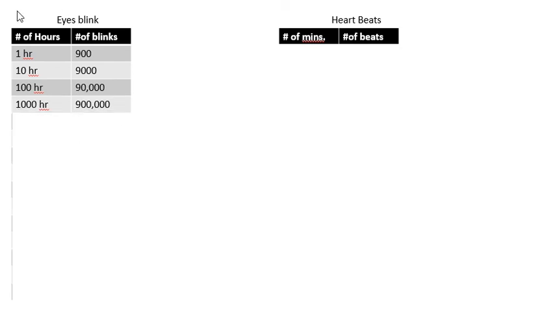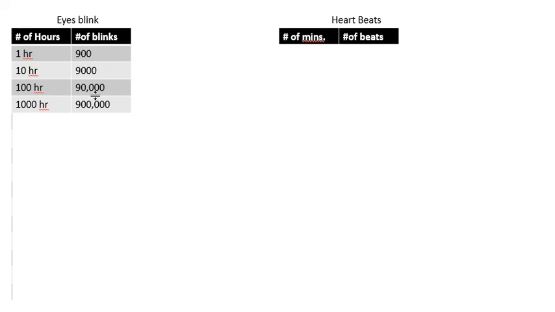How about 1,000 hours? And we can do this by multiplying 100 times 10. In other words, 90,000 times 10 is 900,000. Now we're pretty close, we're not that far away. 1,000 hours gives us 900,000 blinks. So we're pretty close, but I think we can get closer.